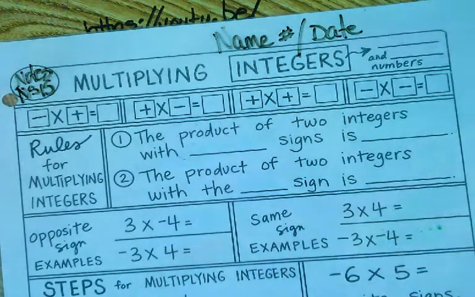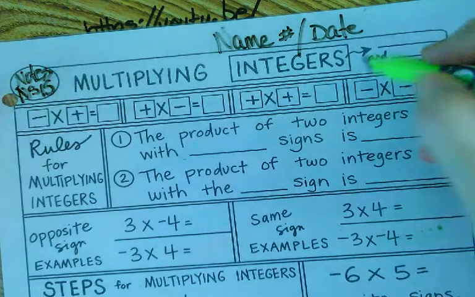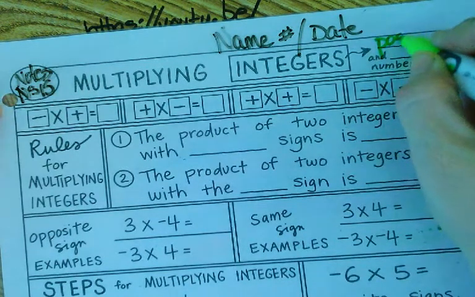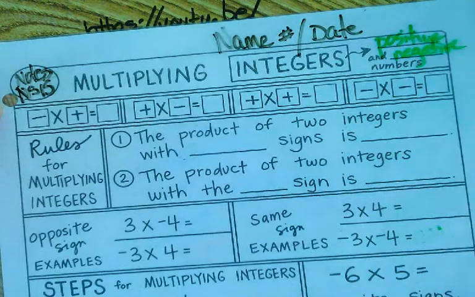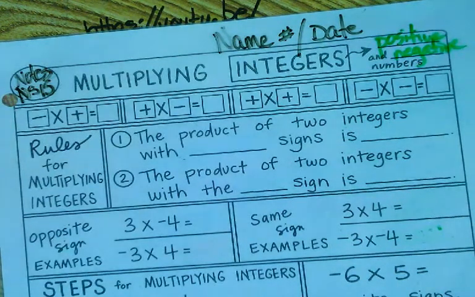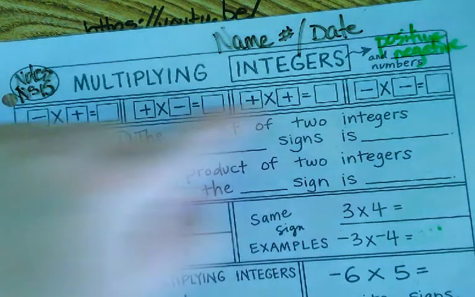And we're going to begin looking at multiplying integers. Yay! Integers. And we know that integers are positive and negative numbers. And let's look at this. This is basically our rules.